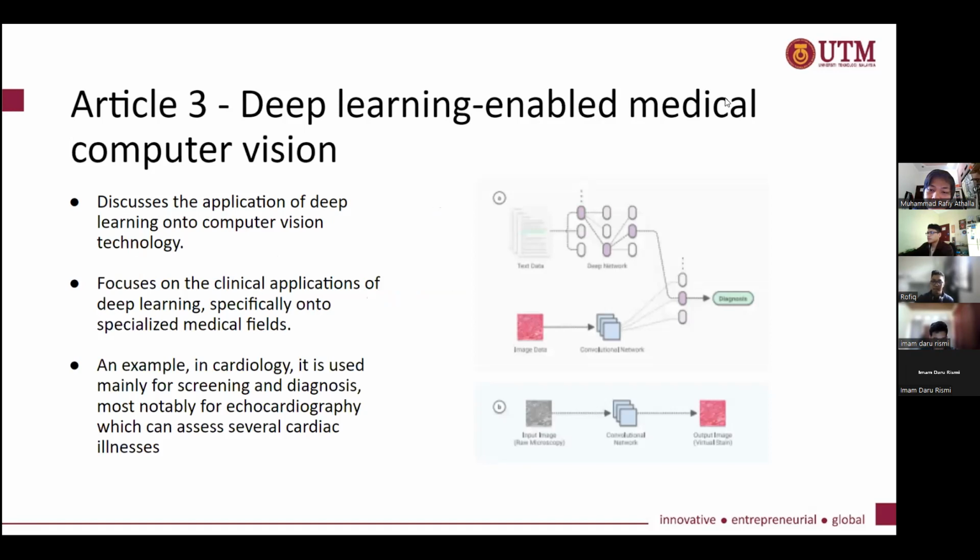Next. In the third article, called Deep Learning Enabled Medical Computer Vision, this particular article discusses the application of deep learning onto computer vision technology. It mainly focuses on the clinical applications of deep learning, specifically onto specialized medical fields, such as cardiology. It is used mainly for screening and diagnosis, and most notably for echocardiography, which can assess several cardiac illnesses. Next.